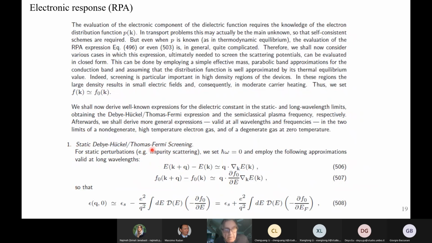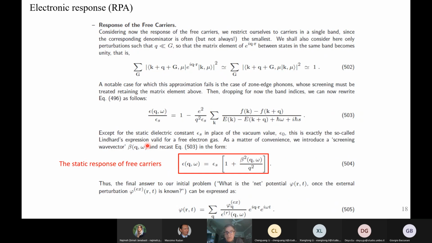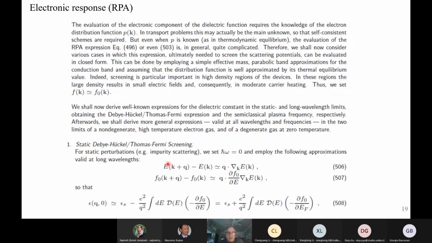So the first thing is to calculate what's called the Debye-Huckel screening if I look at the non-degenerate limit, or Thomas-Fermi screening if I look at the general case. What we do is we consider this expression only when Q is not too large. So we can expand f of k plus q and e of k plus q as a Taylor series in powers of q, and retain only the leading order terms, the terms that we need to proceed. So essentially we can write e of k plus q minus e of k as q times the gradient. Similarly for f0, I've added a 0 here, meaning this is the equilibrium Fermi-Dirac distribution.